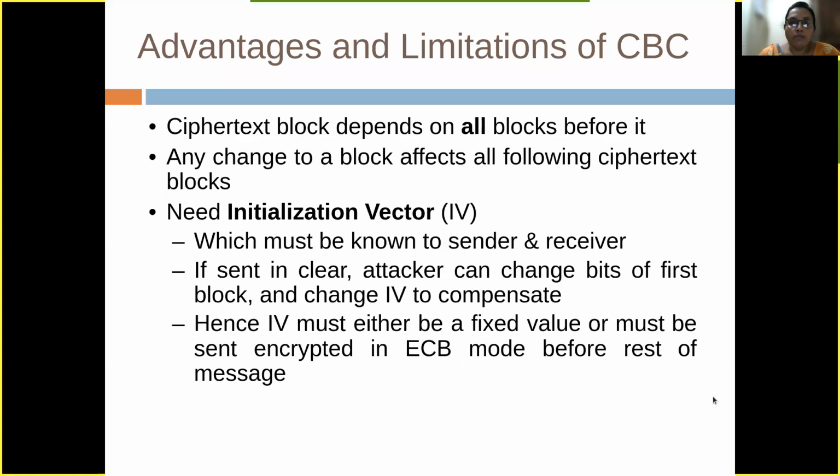So you can see that the initial value must be sent to both the sender and the receiver, and if it is sent in clear, then already if there is an attack, the IV will be compromised and that will compromise the whole structure. The IV can be either a fixed value or it must be sent encrypted in any other mode, such as ECB mode. Short messages are needed to be sent. Normally ECB is used, so this can be sent using ECB before the encryption of the rest of the message.